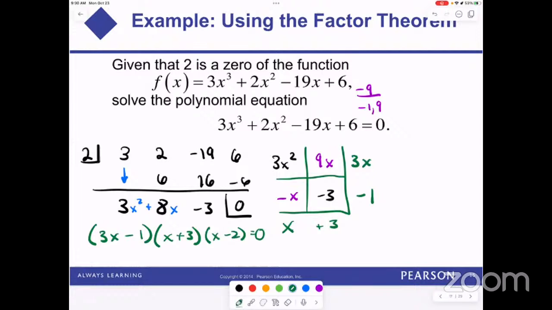Then if we use the zero factor property and solve each zero factor, we get x equals, looks like there's a negative 3, 1/3, and 2. Okay.